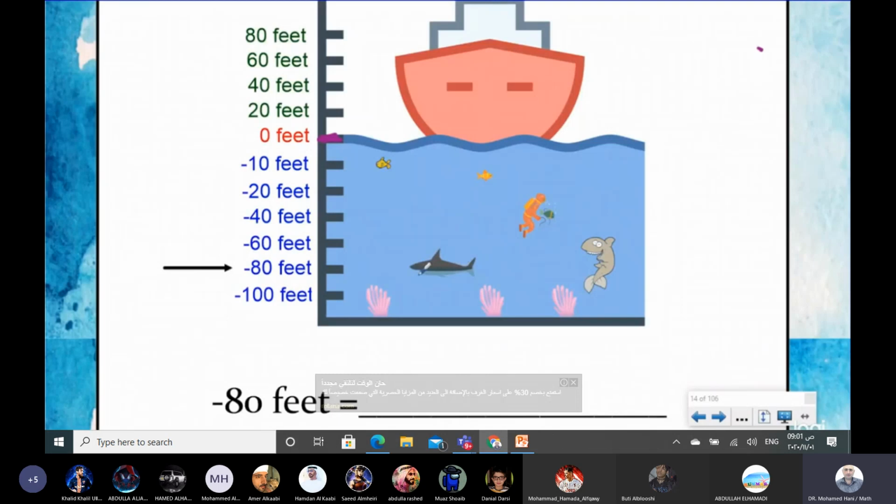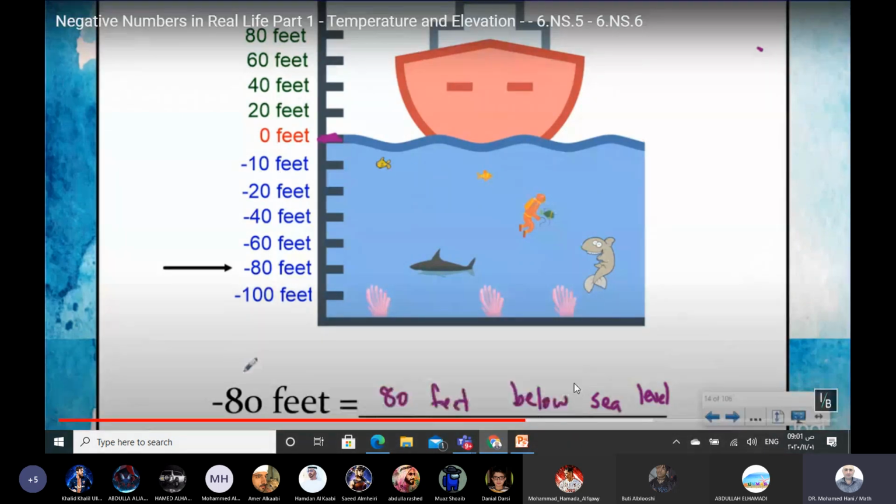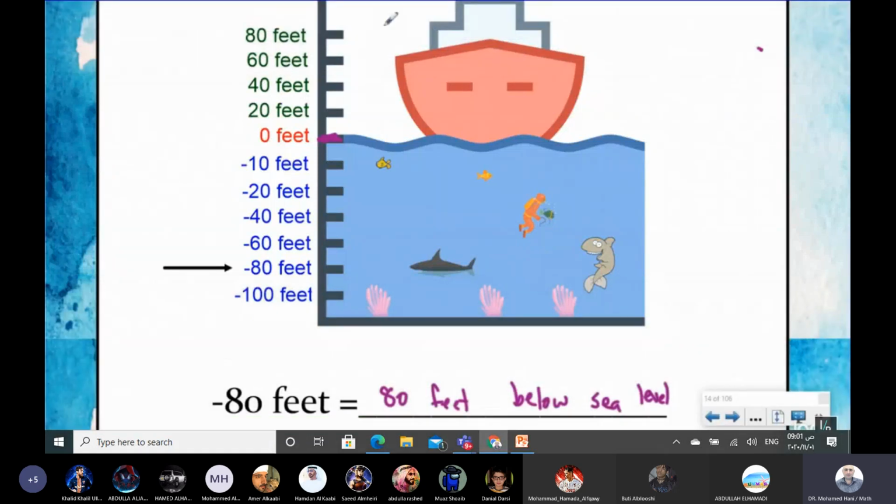So if you look right here at the shark, it's at negative 80 feet. So if you're talking about elevation, you could say negative 80, or you could say 80 feet below sea level. There's two different ways to say negative when you're talking about elevation. If you wanted to say positive 80, you could just say that the ship was 80 feet tall, right? Or you could say it was 80 feet above sea level. So when you're talking about elevation, 0 is represented by sea level.